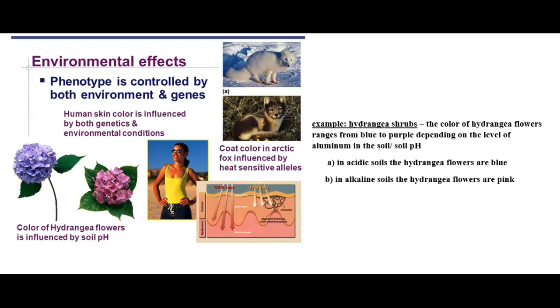Here's some other examples of a phenotype is controlled by the environment and the genes. Skin color. You can go out in the sun and get tan. Don't go in the sun and get white or a lighter color. Coat color, influenced by the temperature. It's cold, snowy, turn white. Summertime.